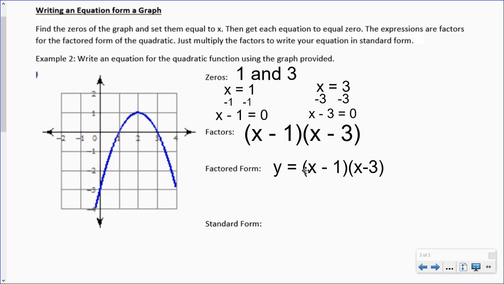So, to write it in standard form, I'm just going to multiply this stuff together. So, x times x, then x times negative 3, then negative 1 times x, and negative 1 times negative 3. And then combine like terms to make sure it's in standard form. So, you're multiplying it back together.